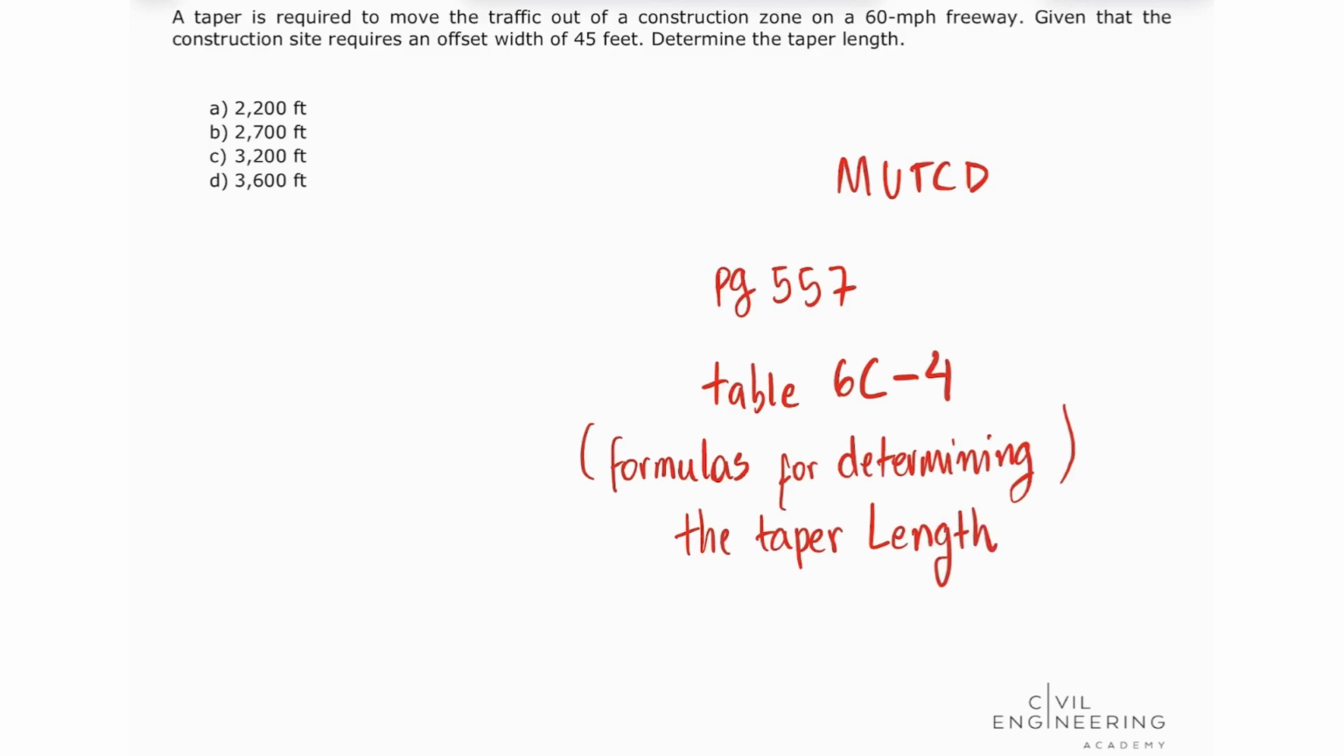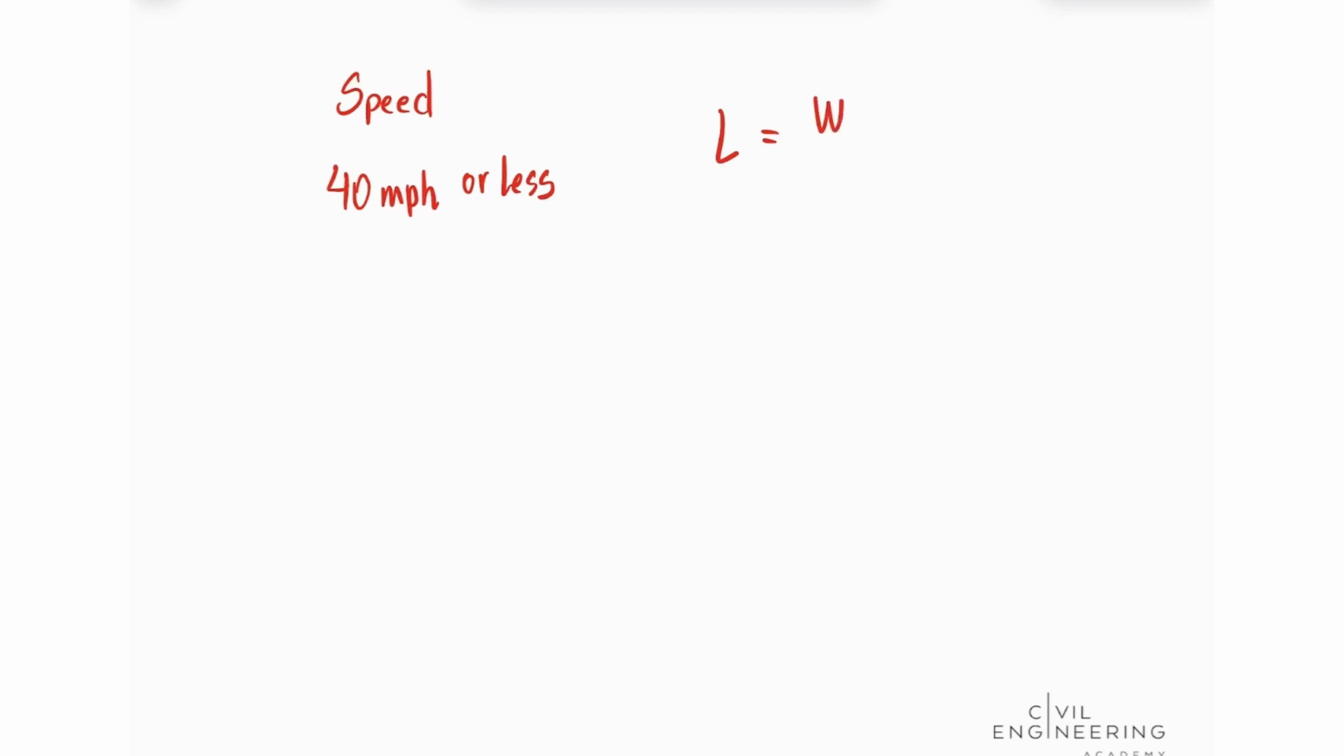And so let's go ahead and open our MUTCD on page 557, and we're gonna see that we have a table that shows the formulas. So if we have a speed of 40 miles per hour or less, we can calculate the taper length utilizing the formula: the width times the posted speed squared divided by 60.